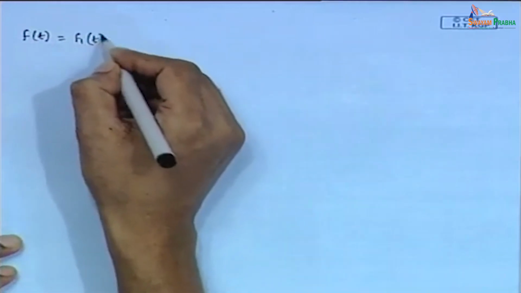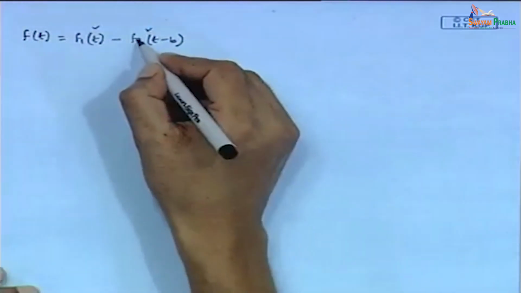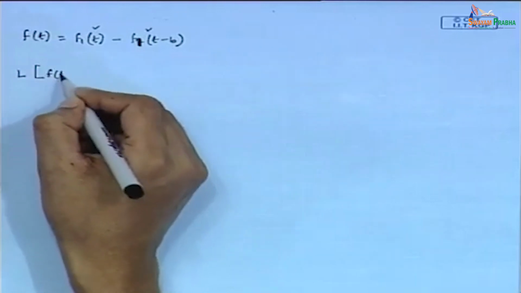f1 t, f2 t minus b. See, the minus sign is included here because for the f1 function we have considered the increase of step, but for the second function we have considered the decrease of step. That is why there is a negative sign for f2 and a positive sign for f1, fine. Now, we will take the Laplace transform of f of t.